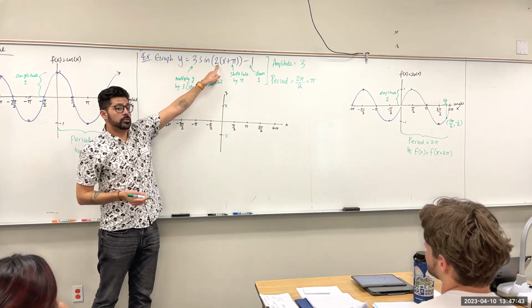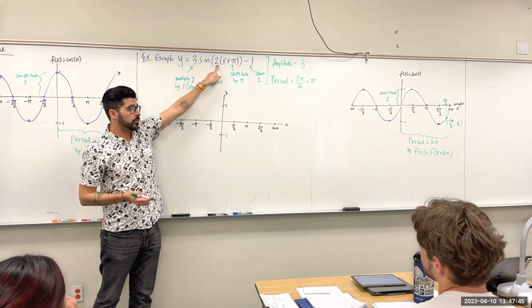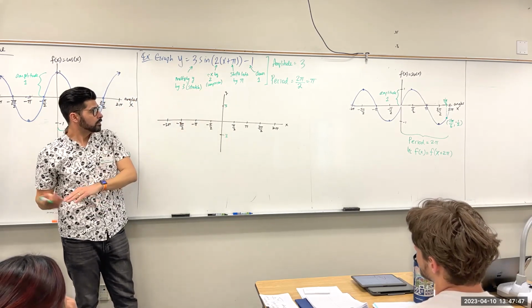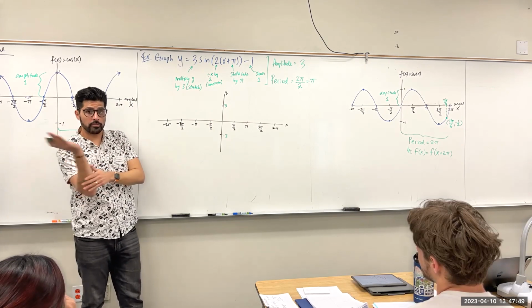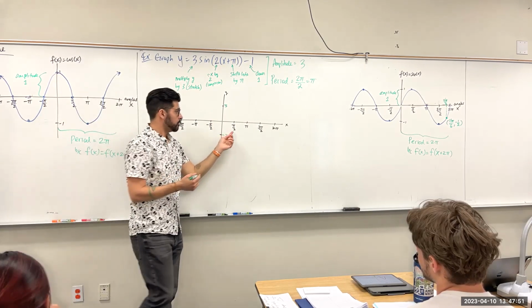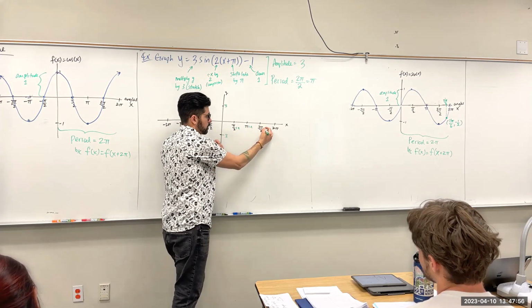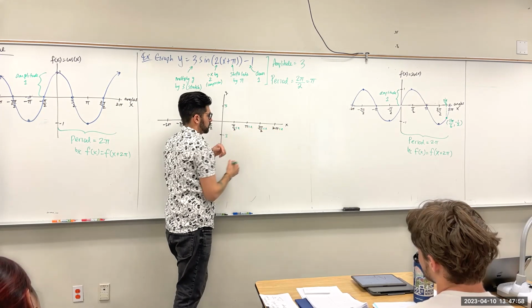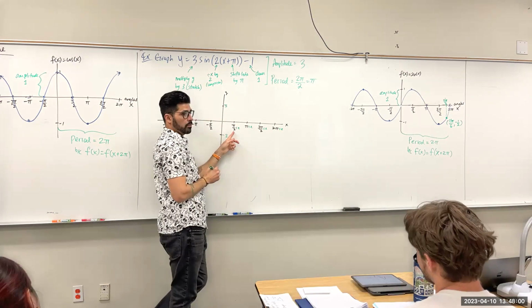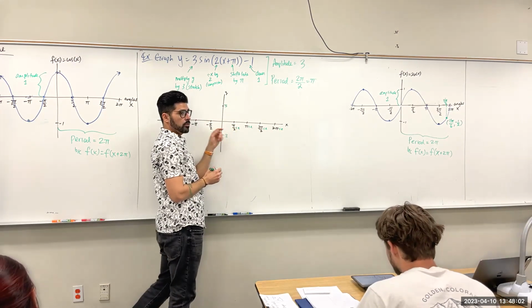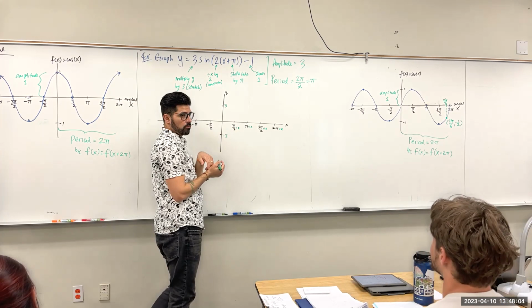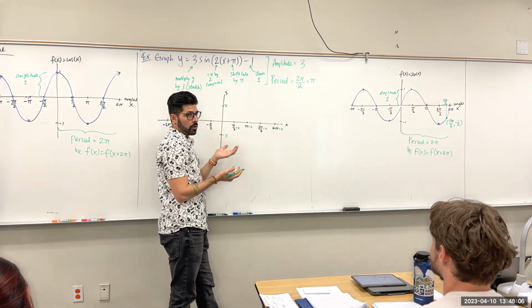Then we've got to deal with the 2 here. What is that going to do to the x coordinates? It's going to divide all the x coordinates by 2. So all of these, divide them by 2. So now it becomes, what's pi over 2 divided by 2? It's going to become pi over 4.